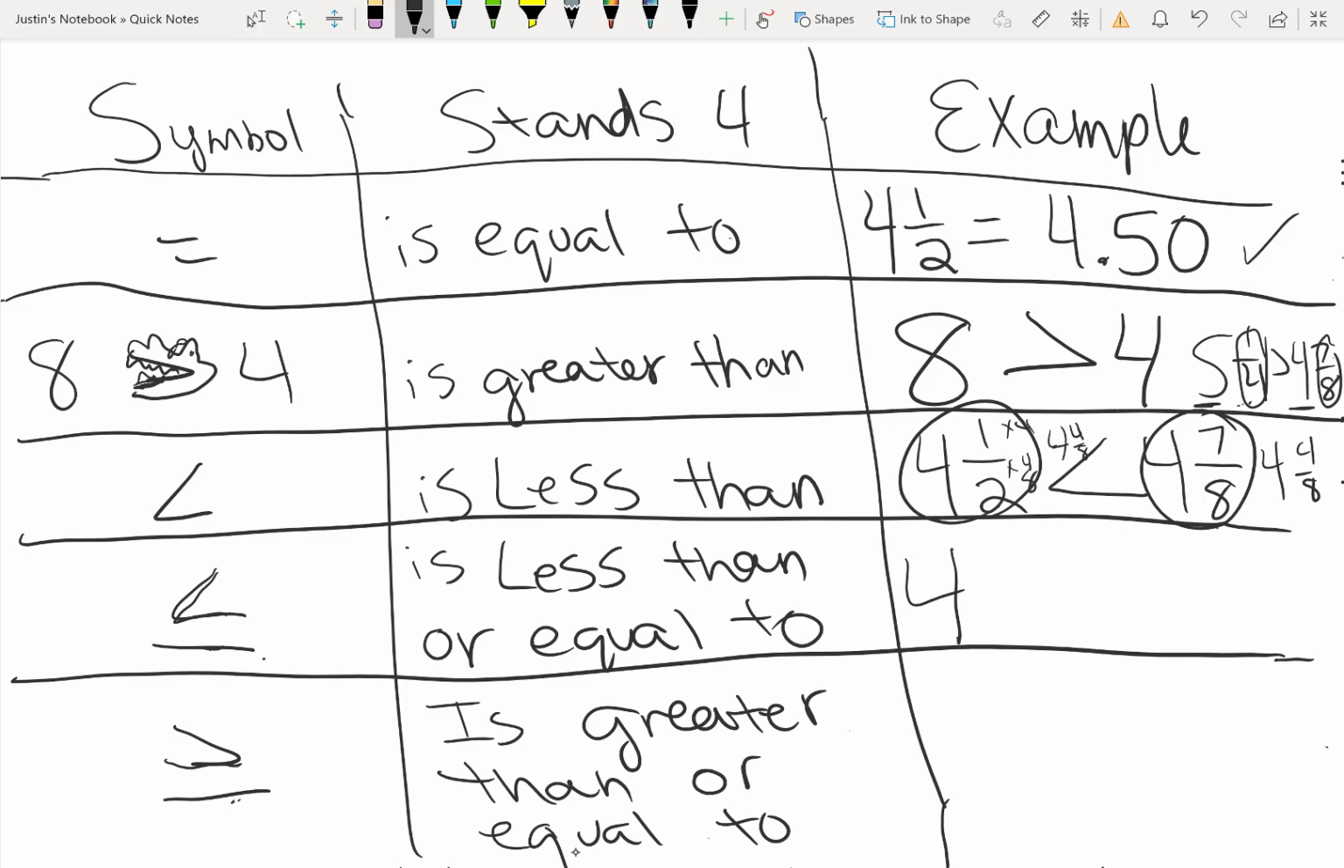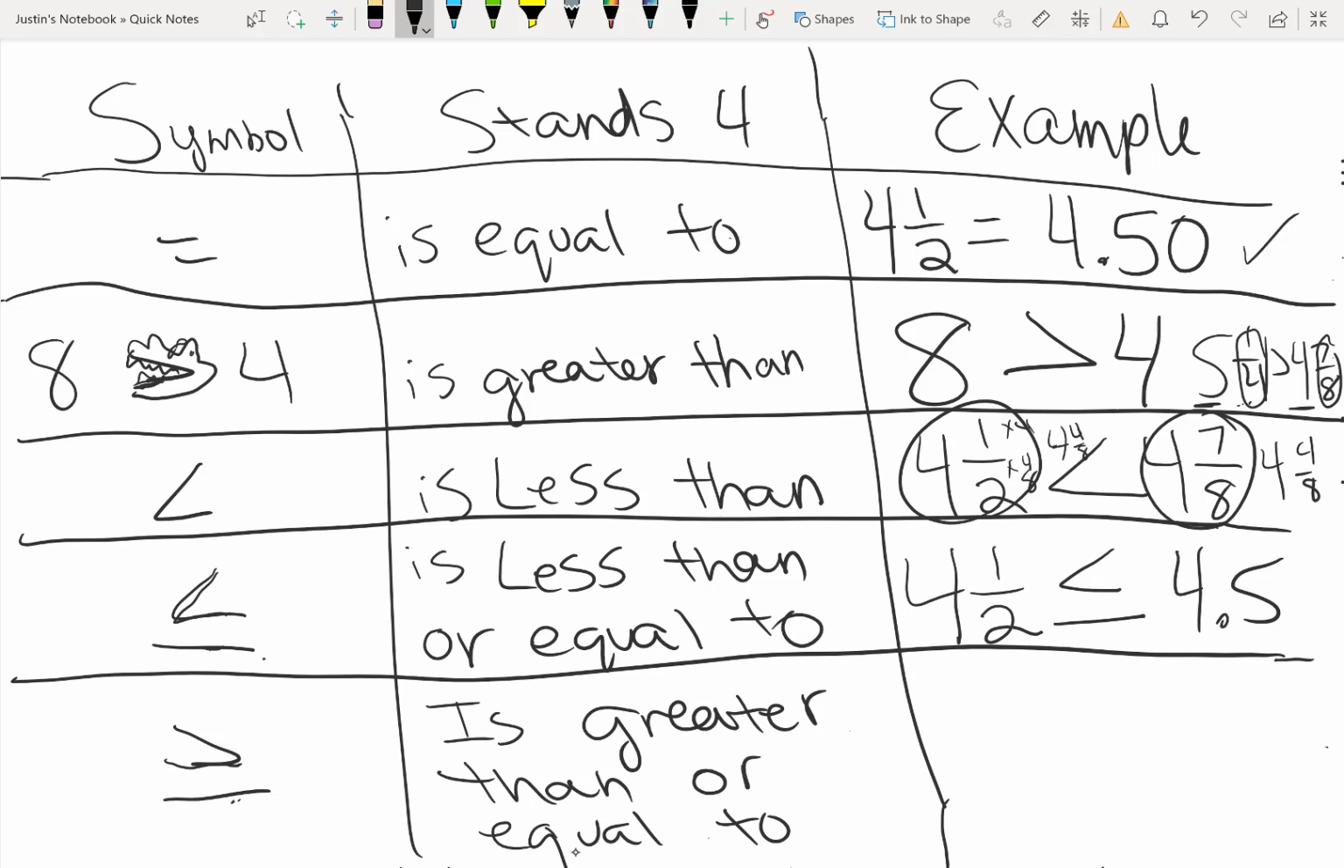You could start with the first example, actually. 4 1/2 is less than or equal to, because we have equal to up here and 4.5, and it's really equal to, but you could put is less than or equal to. So we don't know. That means it could be less than or it could be equal to. In this situation, it's equal to it. We already found that out in the first one.